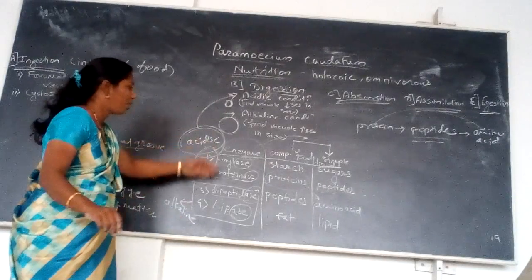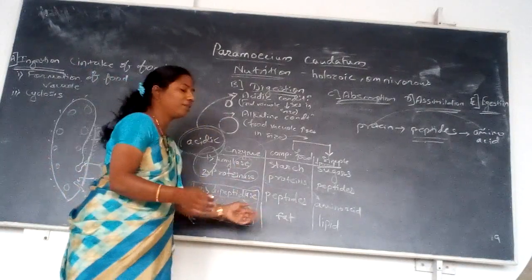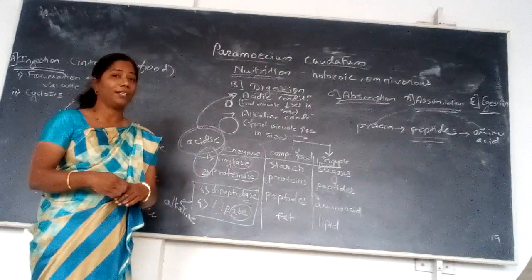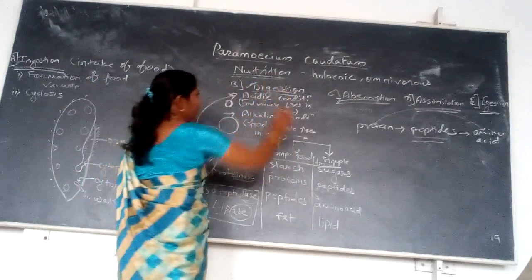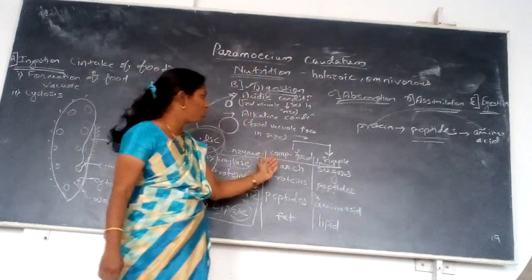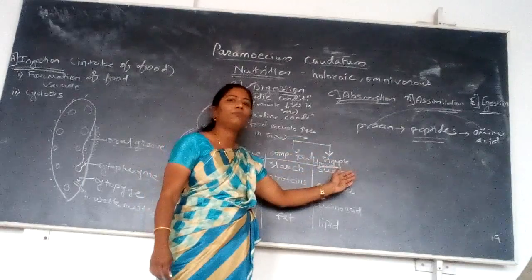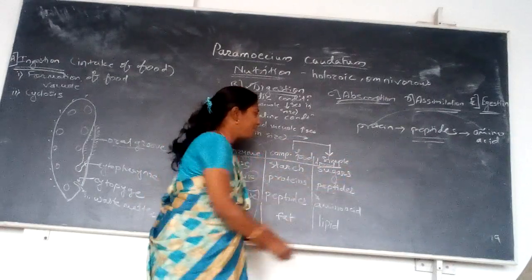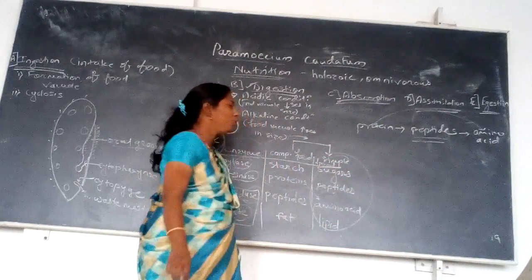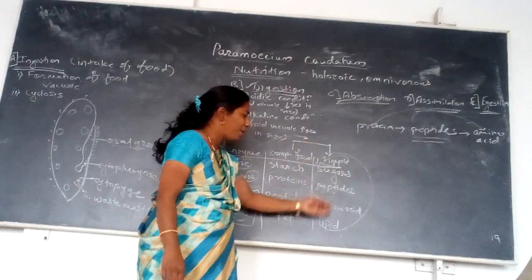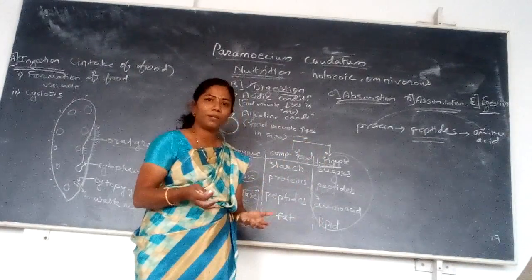Okay, so after that, the food material which has entered inside now gets digested. Digested means the conversion of complex food material takes place into a simple form. So what does the food material become in the simple form? Sugar, amino acid, lipid.